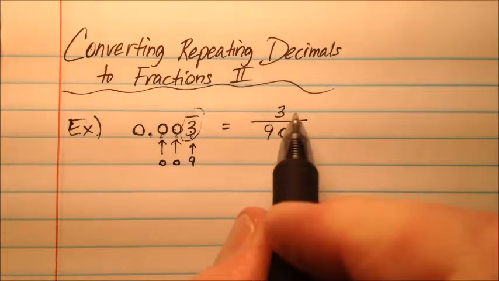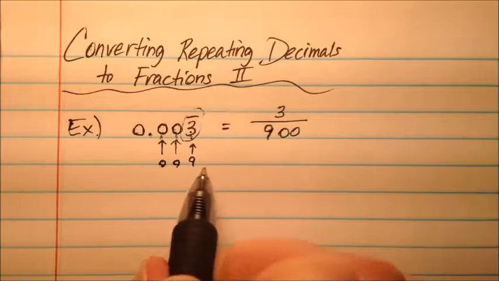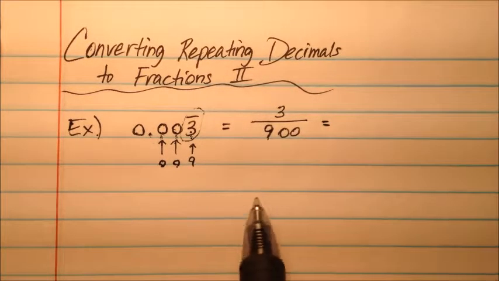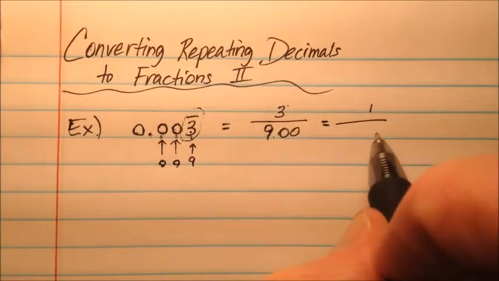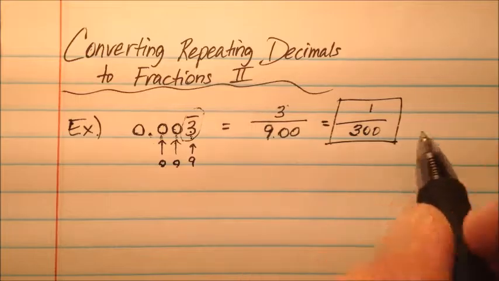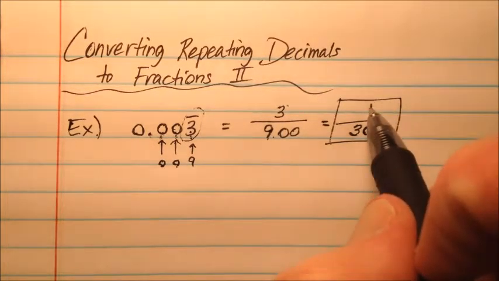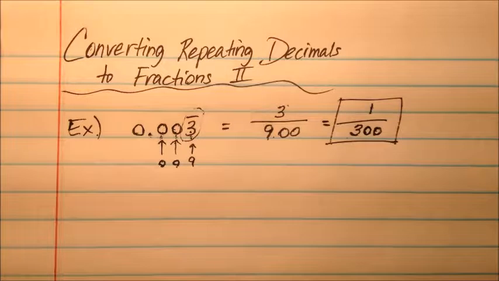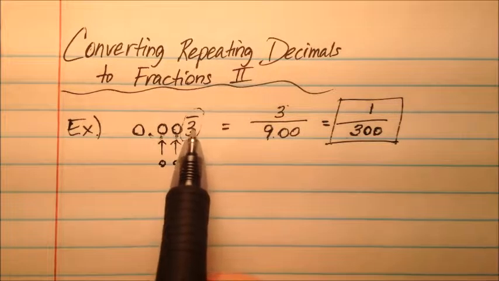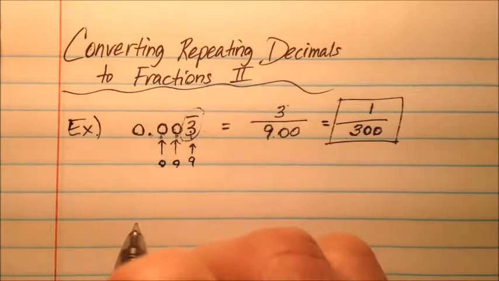So we're going to say 900, because we can't very well lead with a 0, otherwise the 0 wouldn't appear on the bottom. Then we can of course reduce this to 1 over 300. So again, go ahead and put that on your calculator if you want to, or do long division, and divide 1 by 300, and you'll see 0.003333 on your calculator.